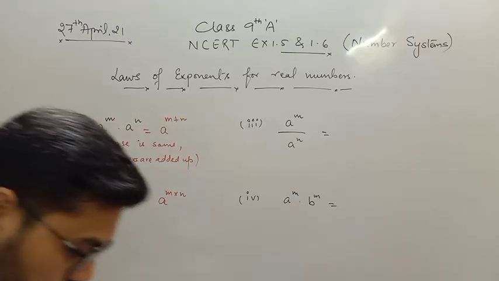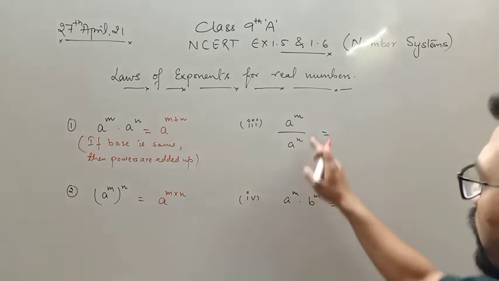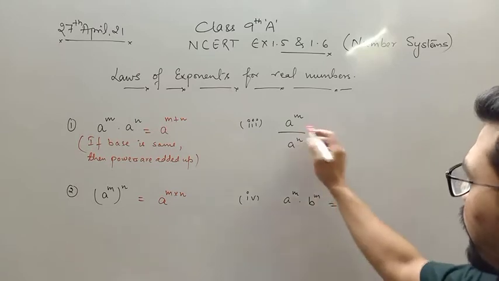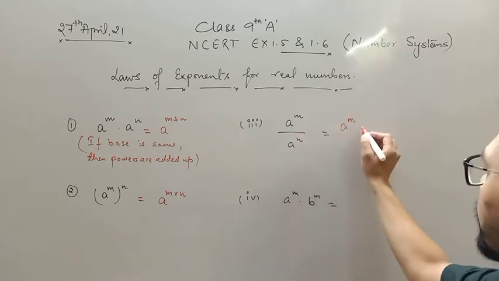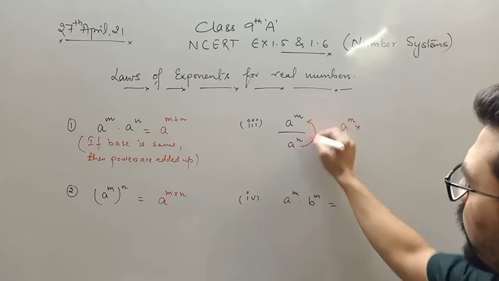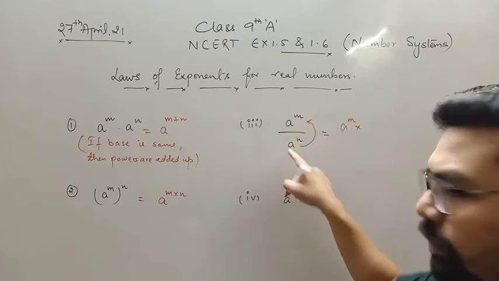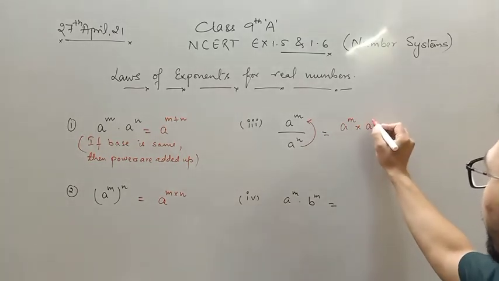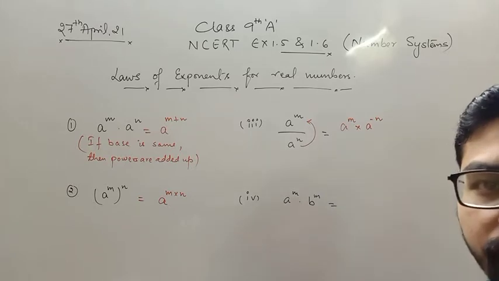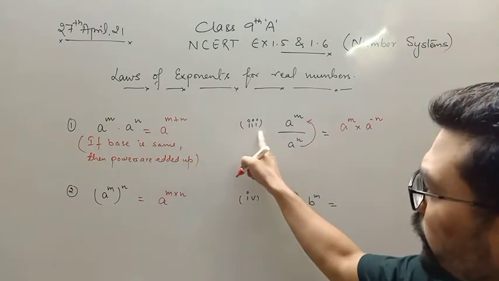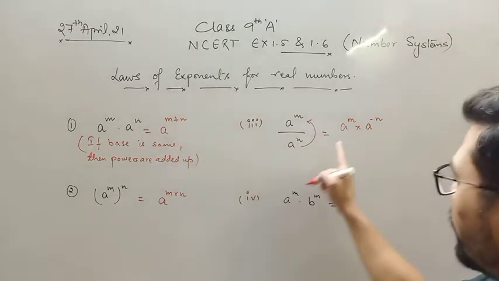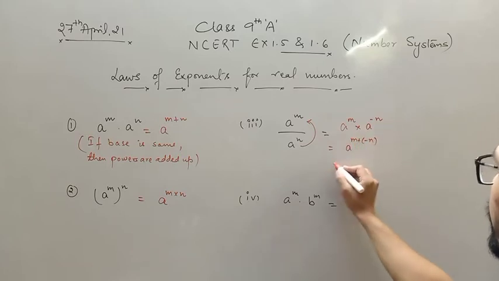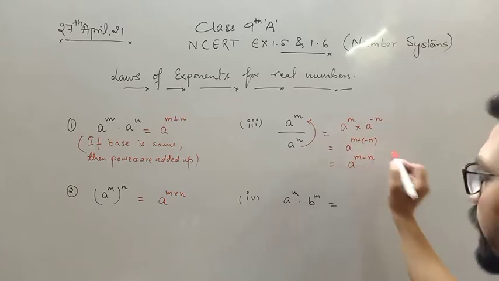Any doubt? Then the third property is a to the power m upon a to the power n. So do you think I can write it like this? a to the power m as it is, into, if I take the denominator to the numerator, the sign of the power gets changed, okay? That means a to the power n multiplied by a to the power minus n. Any doubt? Now if you see, the third property is somewhat similar to the first property. Base is same, so powers get added up, right? a to the power m plus minus n. So I can write a to the power m minus n.